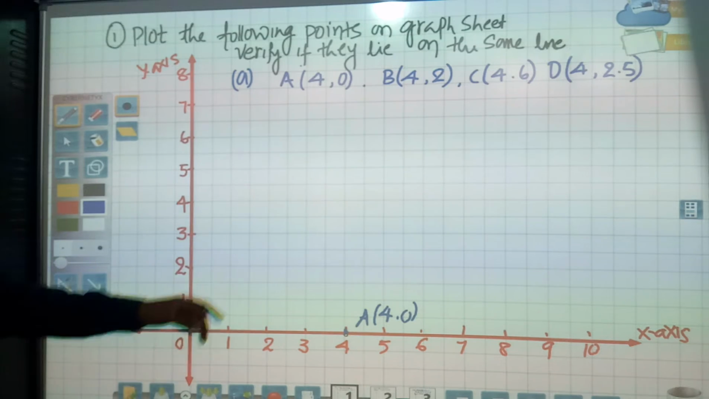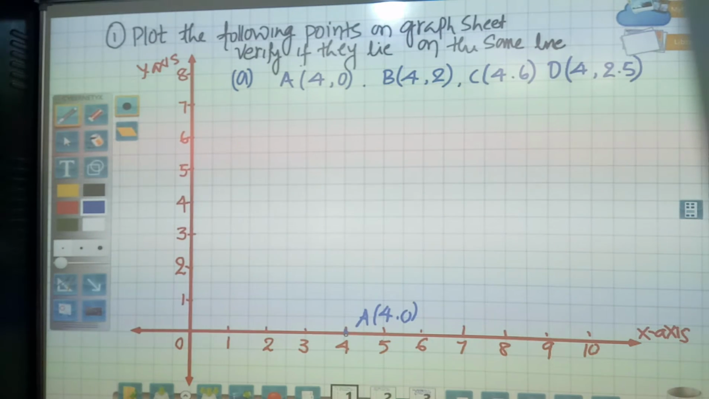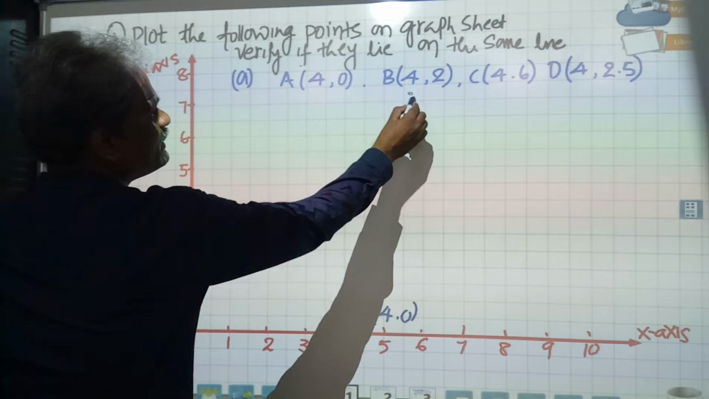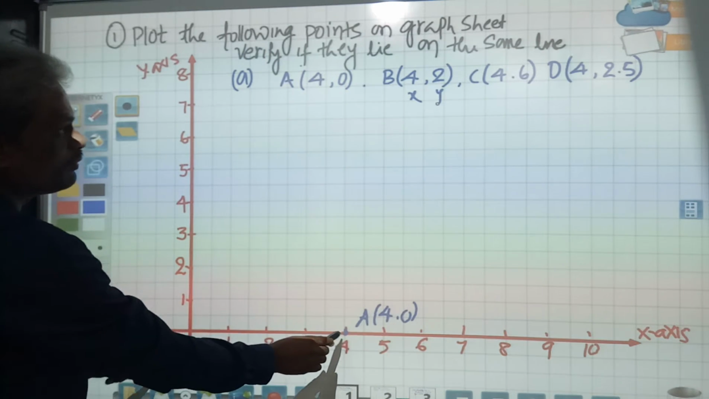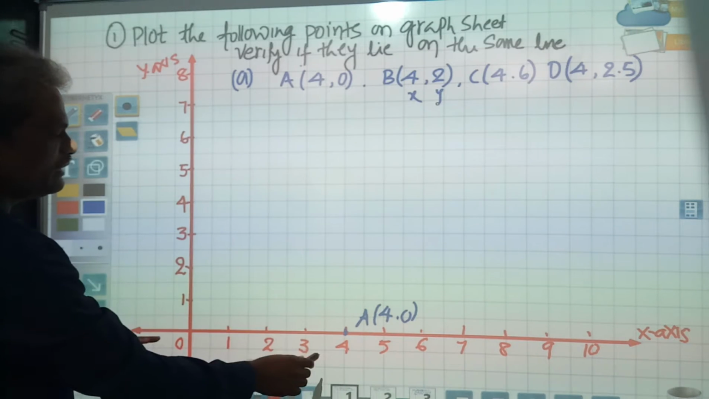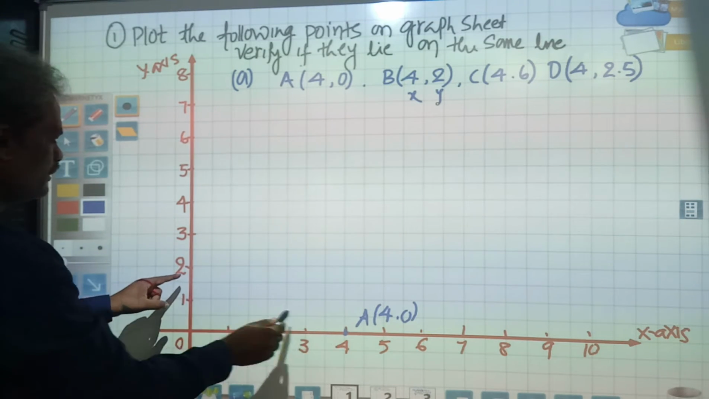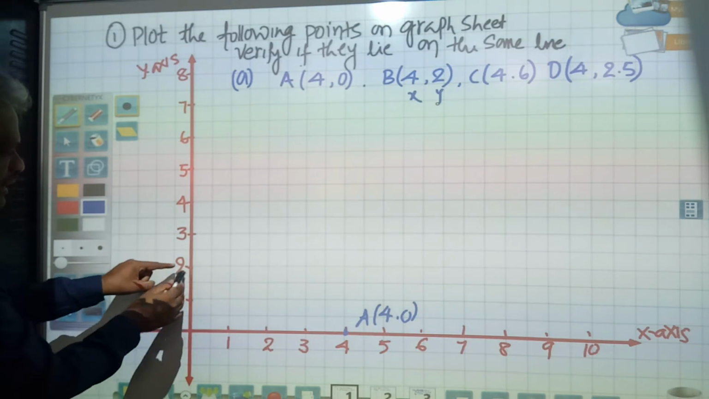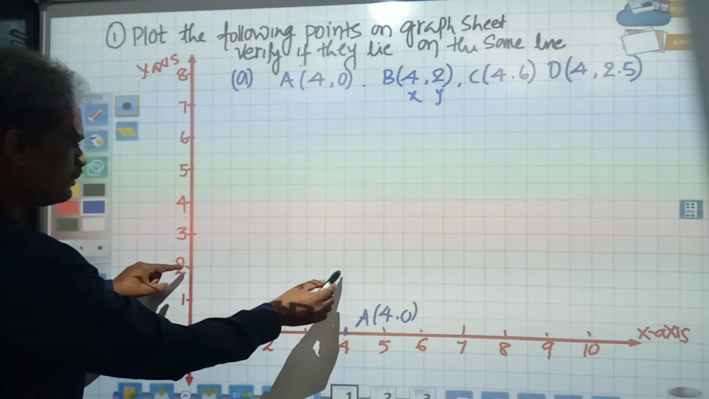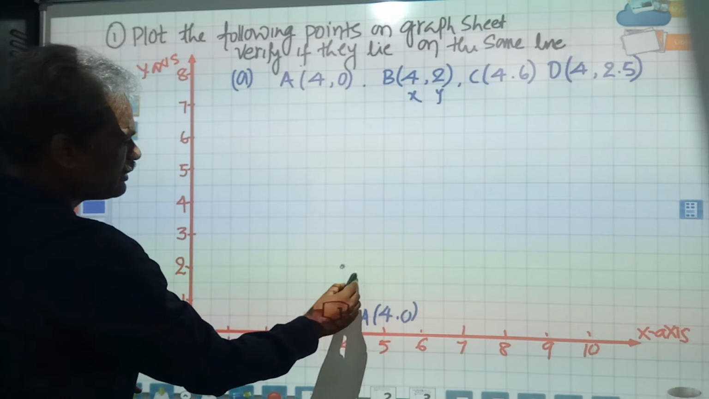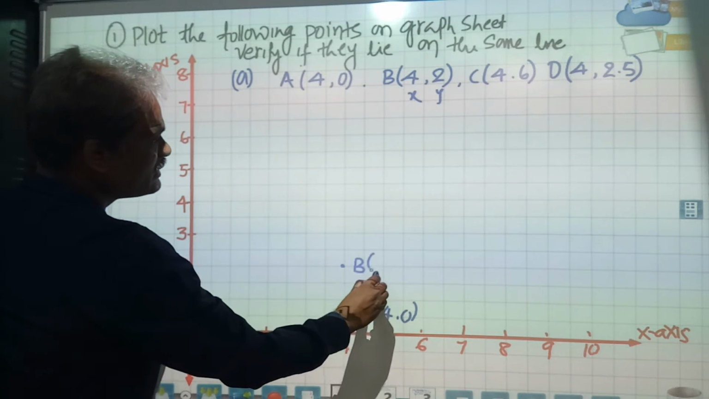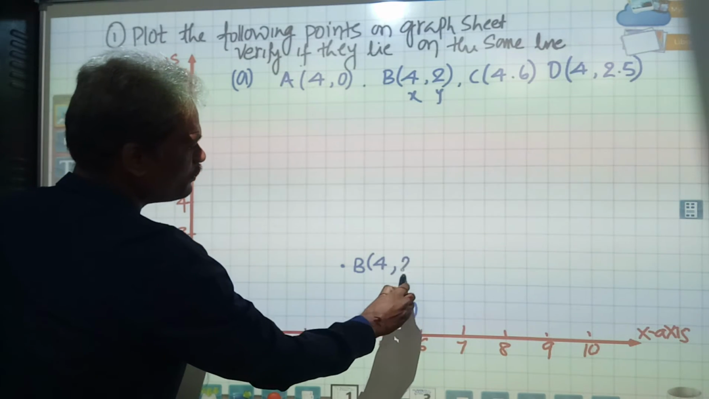Second one, look at this, B (4, 2). That means this is x and this is y. So along the x-axis you go up to 4. Then along the vertical line you have to go 2 points upward. So upward means, look at this, point 1, 2. From here you should go up to here. This is the point B. You can locate this point as B, which is (4, 2).